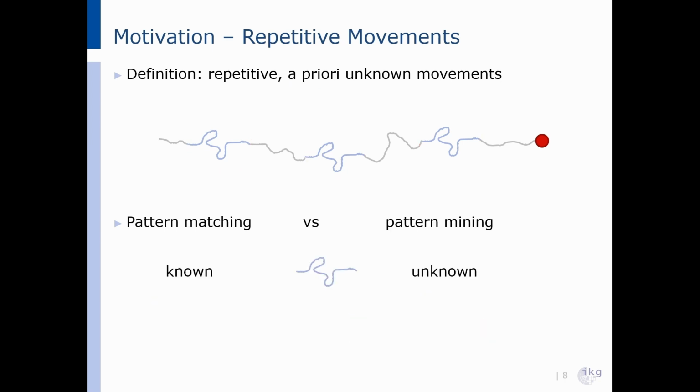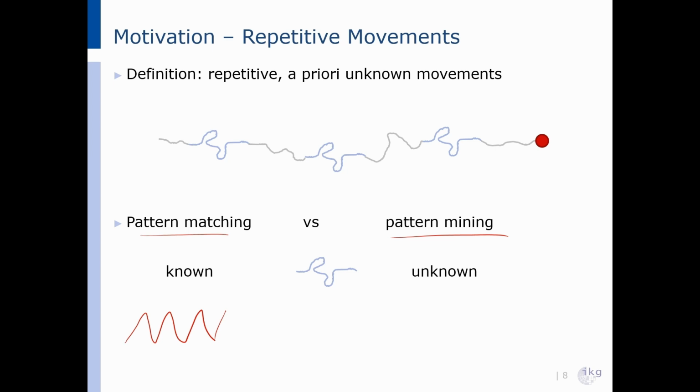So recognizing patterns in movement data could be seen as two different tasks. On the one hand, it's pattern matching, and on the other hand, it's pattern mining. Pattern matching is more like if you already know the shape of the pattern, maybe you have a kind of zigzag movement, and you want to identify the zigzag movement in the data set. So you want to match this particular pattern to the trajectories you collected, and you want to identify all those occurrences which look the same or similar.